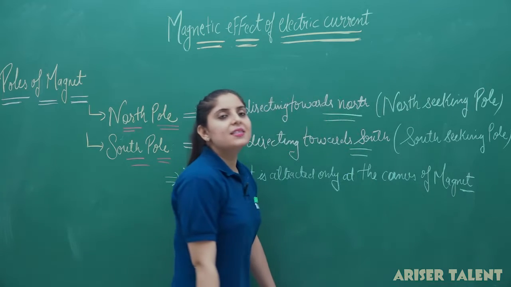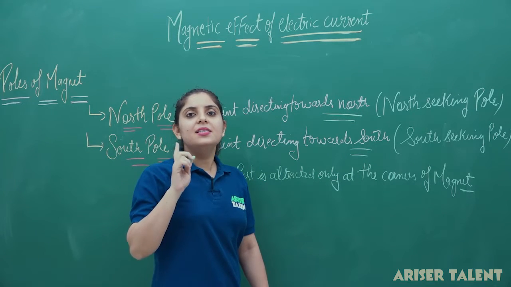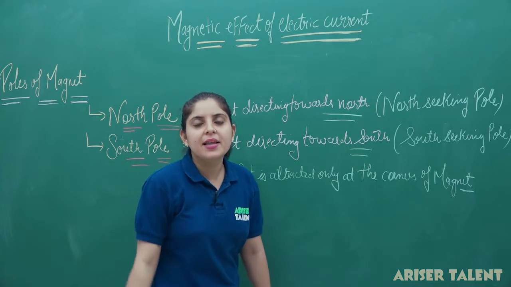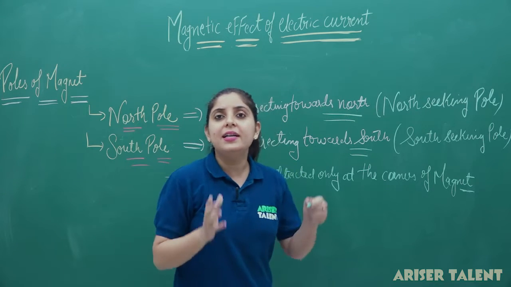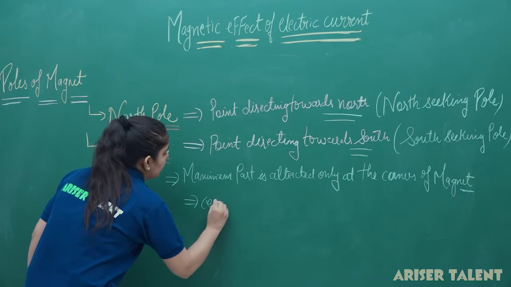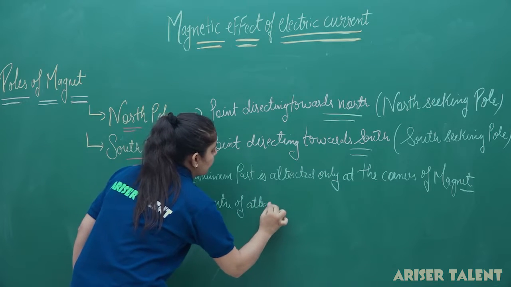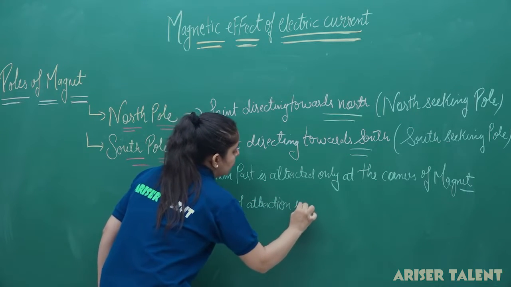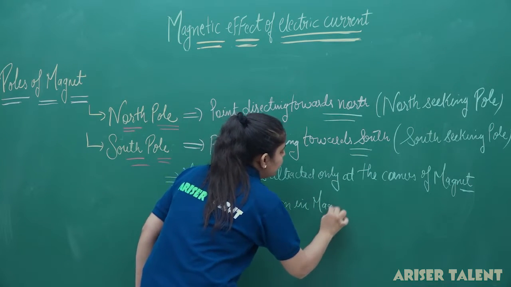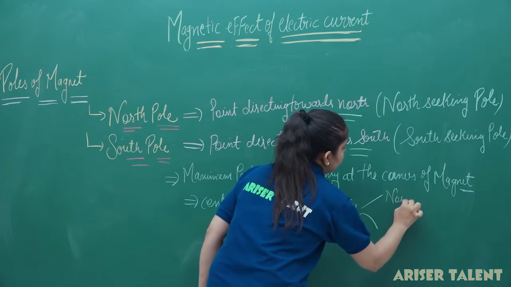If the maximum part is attracted only at the corners of the magnet, I can say that the center of attraction in the case of a magnet is basically its north pole and south pole. So we can say that the center of attraction in a magnet is its north and south pole.